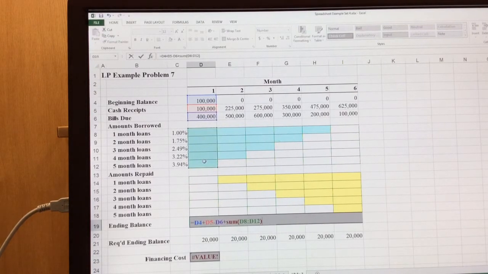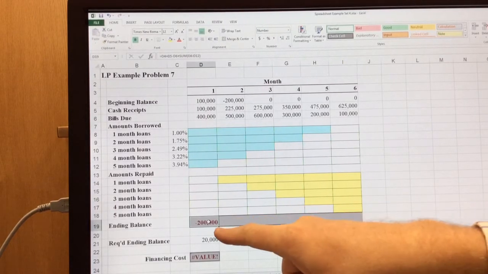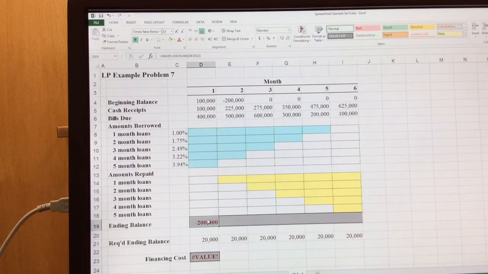Remember, in month 1, there's no repayments. So we hit enter, and now it's negative $200,000, so we can put some numbers in there, but that's what we want to think about. In a sense, right now the difference is we'll need a loan at least of $200,000, but really of $220,000 because we also have to have $20,000 in cash.